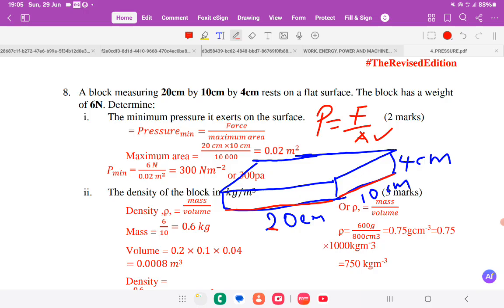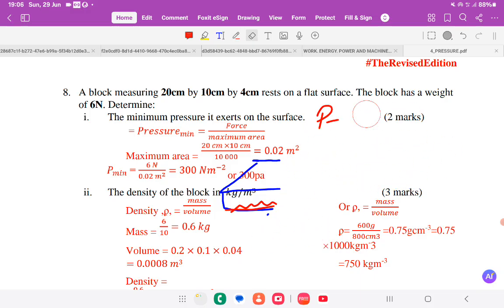So where do you find the area from? The large area is simply the length multiplied by width. If you take this area here, this area is very small. So if it lies on this area, it means you have greatest pressure. So that's what we needed to do. Just take the given length multiplied by the given width.